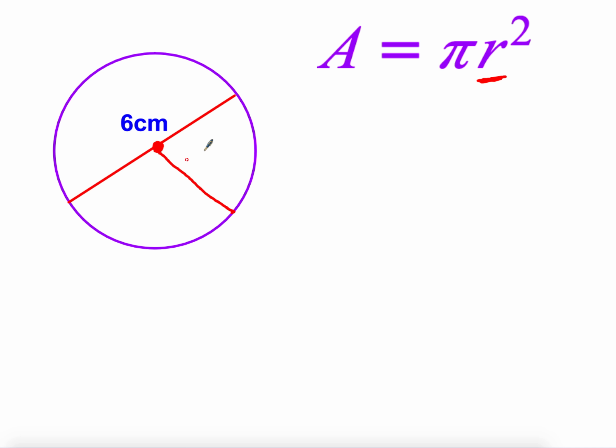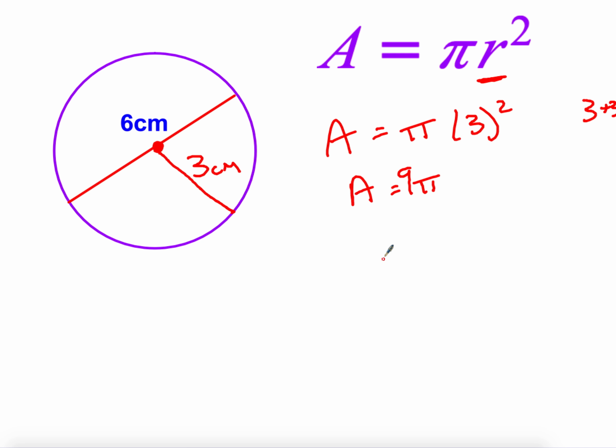So if the diameter is 6, the radius is always going to be half of that. So the radius is 3. So now I can take my 3 from my radius and plug it into my formula. So I know it's pi times 3 squared. Now the big thing is that we do our exponent first. 3 squared is just 3 times 3. That's super important that we recognize that. That's not 3 times 2. So 3 squared is not 6. It's 3 times 3, which is 9.